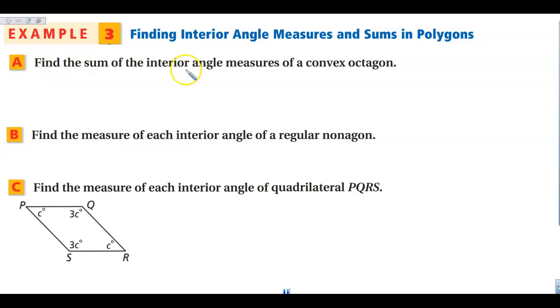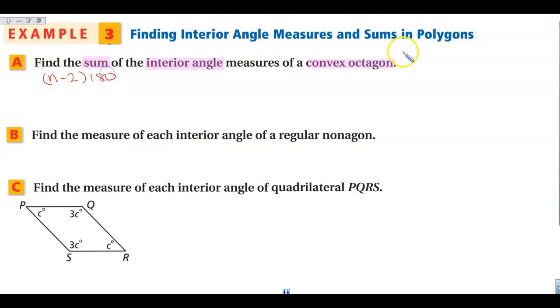Okay, I want to find the sum of the interior angle measures of a convex octagon. So again, the key words here are interior angles, convex octagon, and sum. I want to find the sum. So if I'm finding the sum, my formula is n minus 2 times 180.